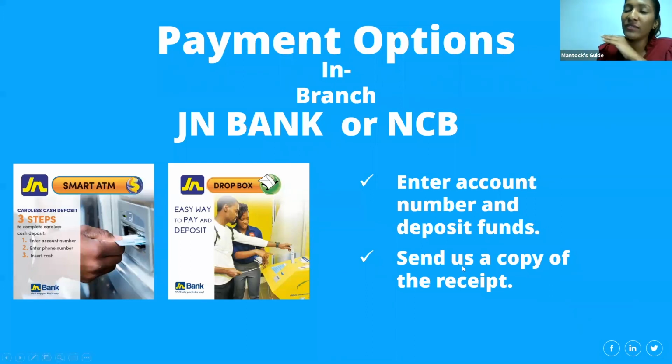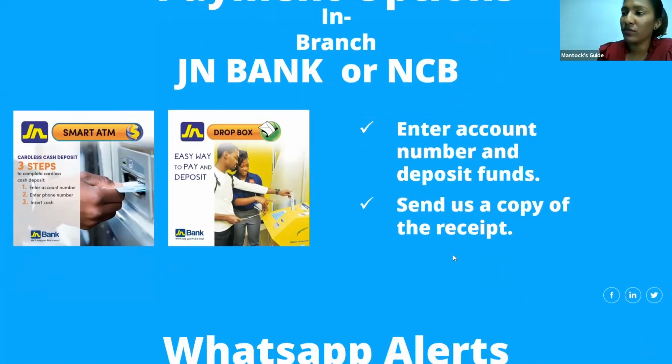If not online, you can go into any JN or NCB and pay directly to our account, and both of those banks allow you to pay at the ATM, so you don't have to actually talk to anybody. You can just go to the ATM machine and make the payment to our account and send us a copy of the receipt.